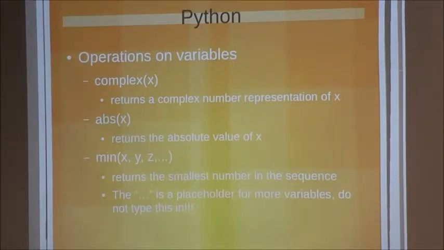So there are also different operations on variables. There are really tons of different mathematical operations you can run on a variable in Python that are either built in or with the math package or with the SciPy or NumPy package. So you can make a complex number. If you put in complex 5, you're going to get 5 plus 0j. You get your absolute value. You get a min and a max function that work on any number of variables. So you can put in 5, 10, doesn't really matter. That's what the dot, dot, dot means after x, y, z.